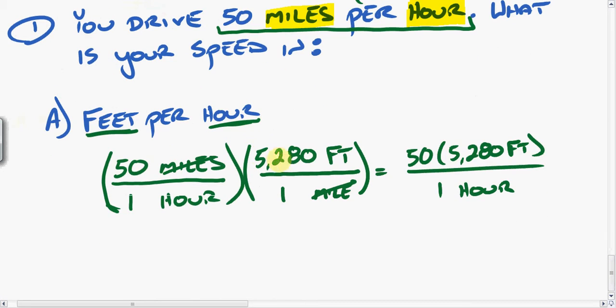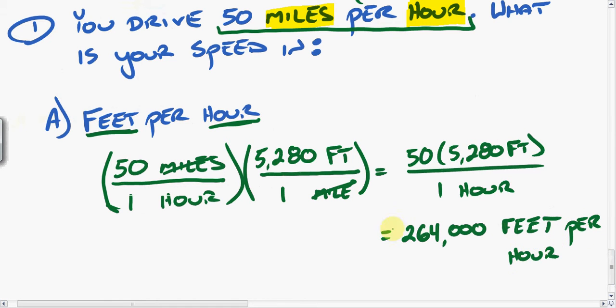I simply multiplied across. 1 times 1 was 1. So I need to multiply 50 times 5,280, and that's going to give me 264,000. And that's feet per hour. So my answer is 264,000 feet per hour.